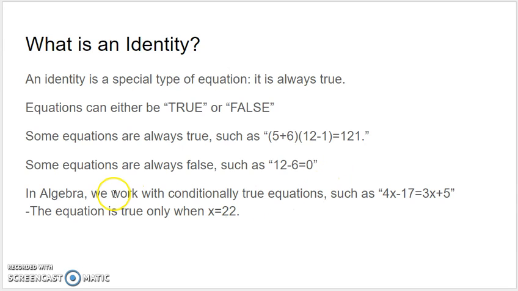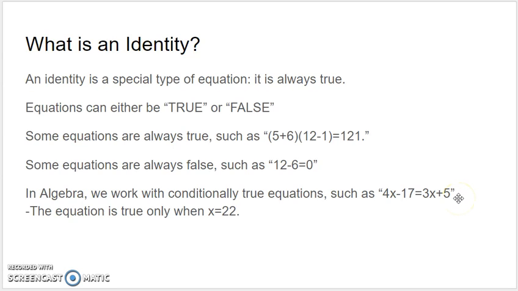Of course, we also have conditionally true equations, which is the focus of a lot of algebra, right? A lot of algebra is finding when an equation is true, or solving for x. Our solutions would tell us here that this equation, 4x minus 17 equals 3x plus 5, is only true at x equals 22. Everywhere else it's false. Not to say that the other values don't exist, that I can't try them, but it will just produce an equation that is not true.